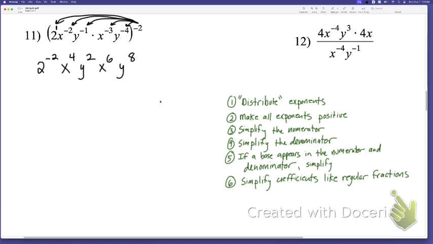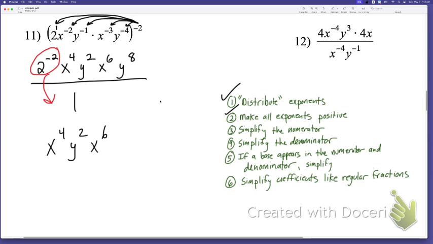Okay. Done. Make all exponents positive. Okay, so the only negative exponent is here. So we should draw the fraction bar and move the negative exponent across to give us x to the 4th, y to the 2nd, x to the 6th, y to the 8th, over, keep the base and make the exponent positive.